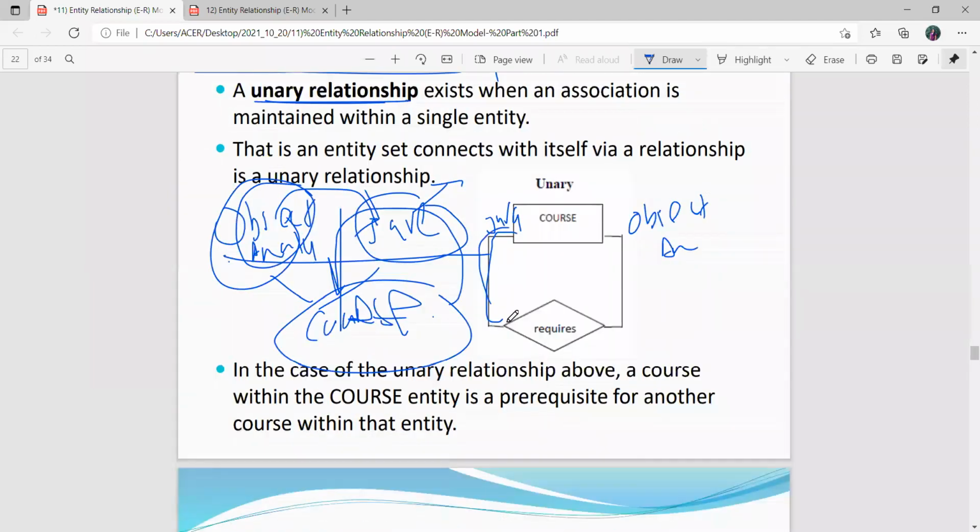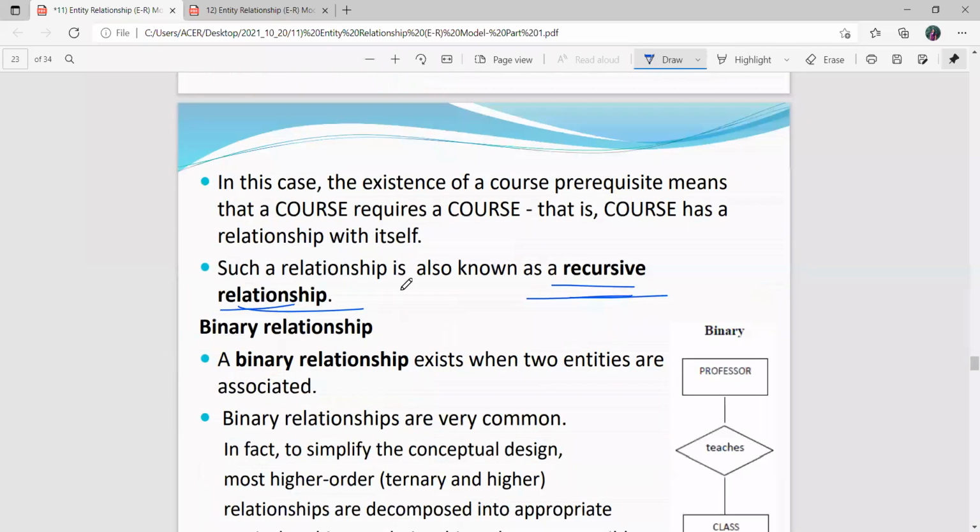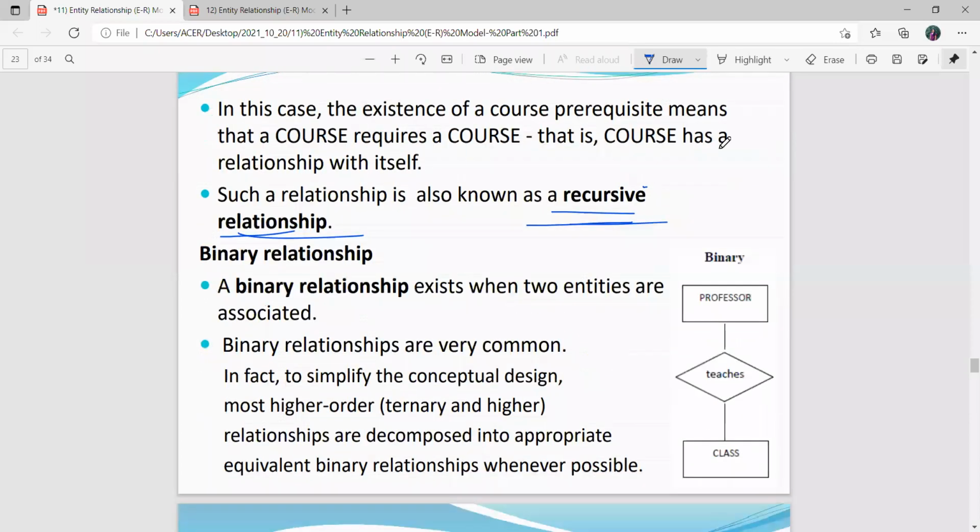You can see this entity has a relationship to itself, that means recursive. So this is a recursive relationship. I think you have some idea about iterative and recursive relationships and iterative and recursive modeling. Then let's move into binary relationships.